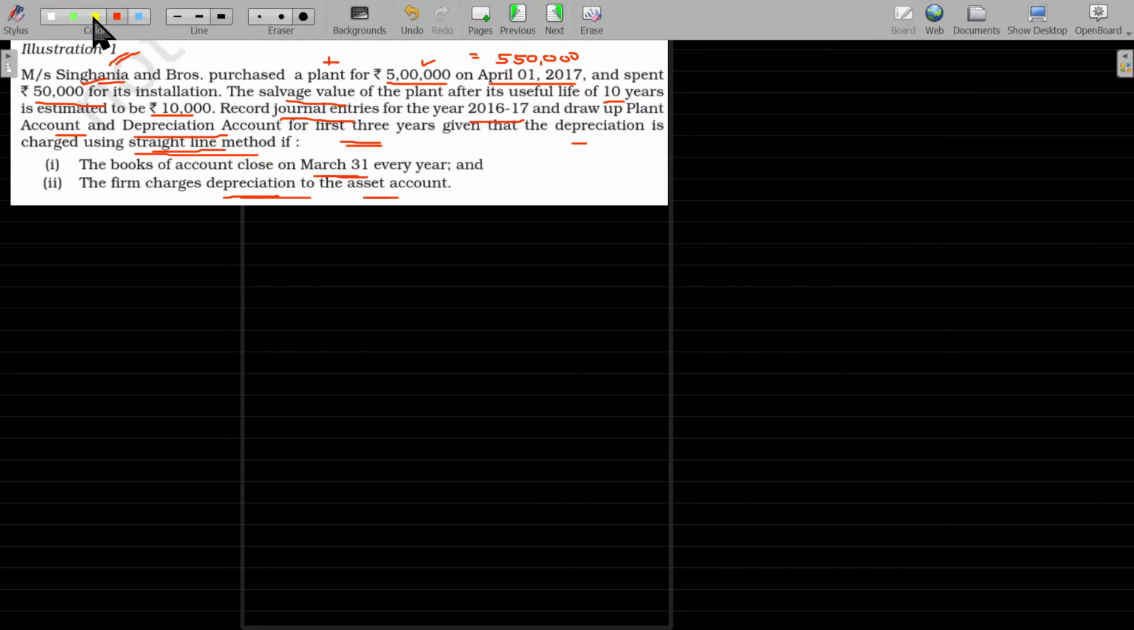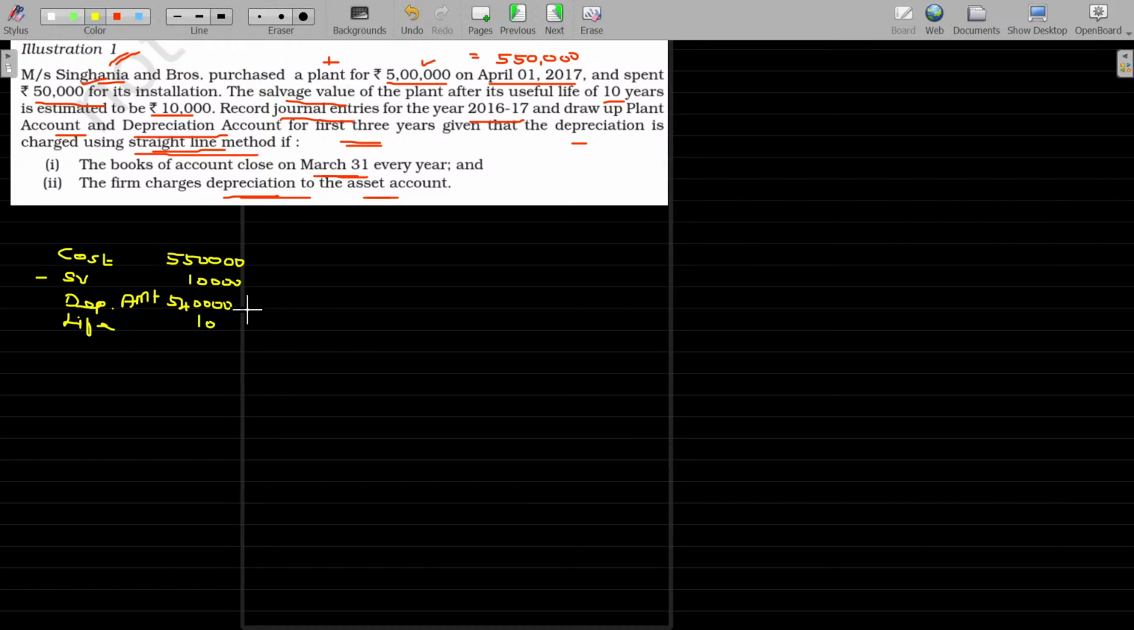So, amount of depreciation here being: cost of the assets being 5,50,000 and scrap value of the asset being 10,000. After subtracting the scrap value from the cost, which is the depreciable amount, 5,40,000, and the life being 10 years.